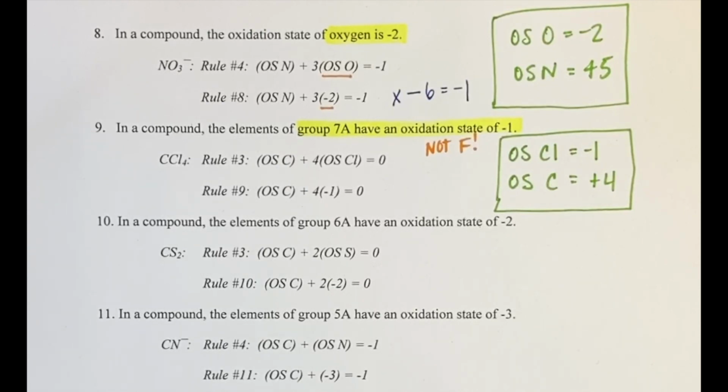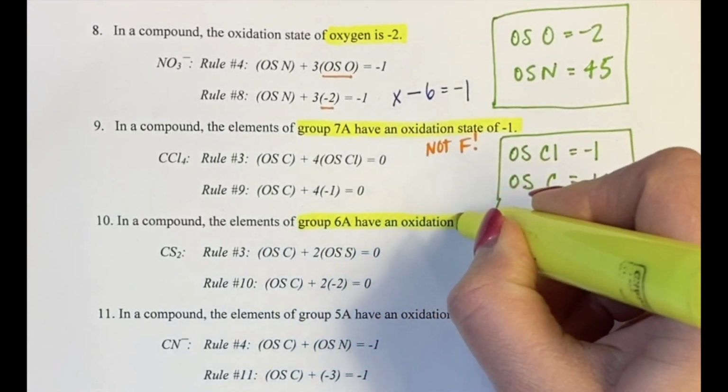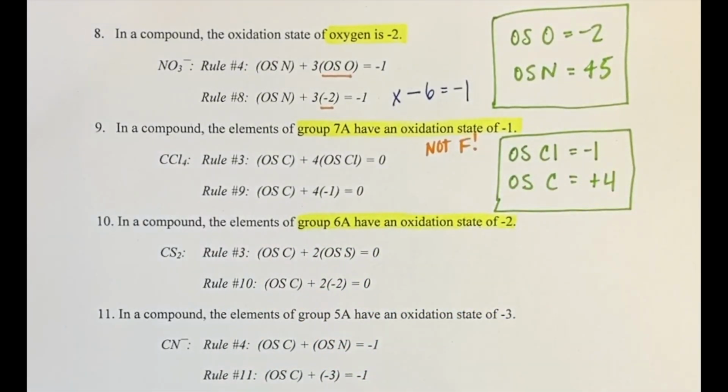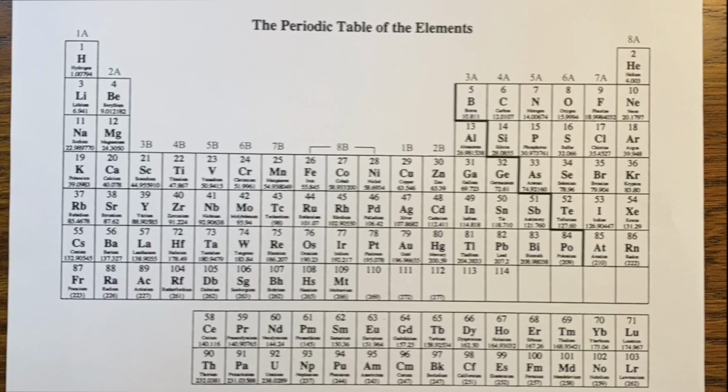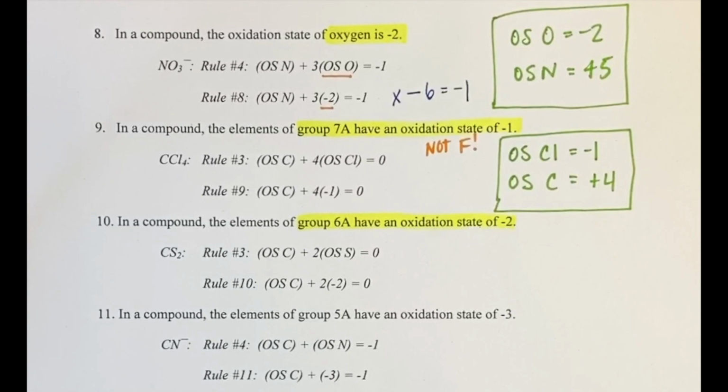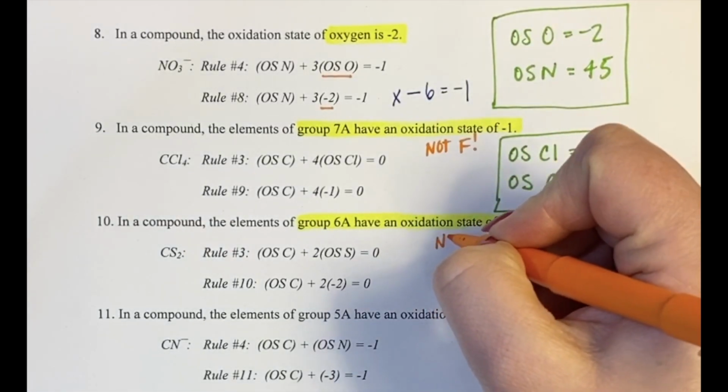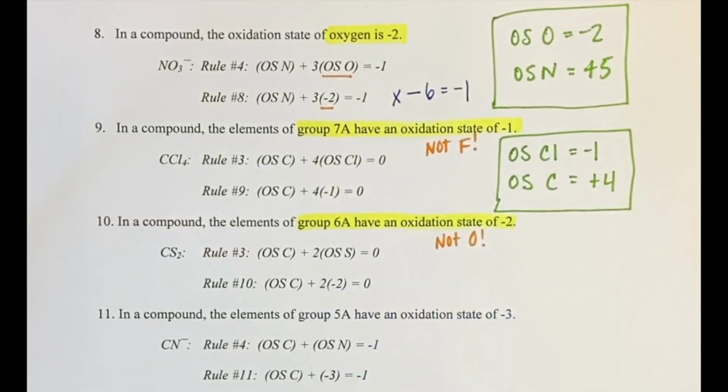Rule number 10 says that the elements of group 6A have an oxidation state of -2. If you look at the elements of group 6A, remember that oxygen already had its own rule in this list. Oxygen's rule was rule number 8. So this rule applies then to the other elements of group 6A like sulfur, selenium, tellurium, and polonium. So once again, this rule does not apply to oxygen.